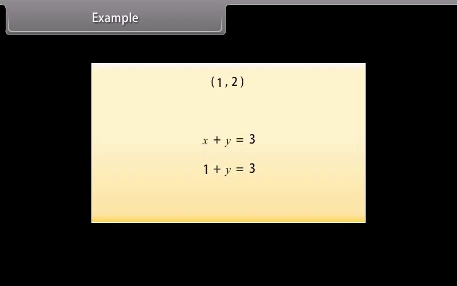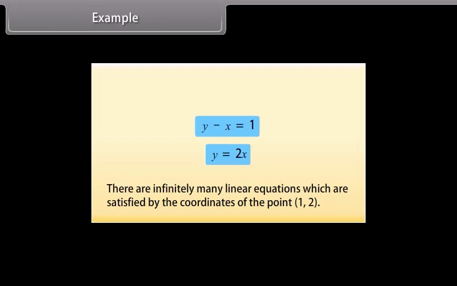One example of such a linear equation is x + y = 3, because when we put the value of x as 1 and y as 2, we get the answer 3. Other examples are y - x = 1, y = 2x. In fact, there are infinitely many linear equations which are satisfied by the coordinates of the point (1, 2).